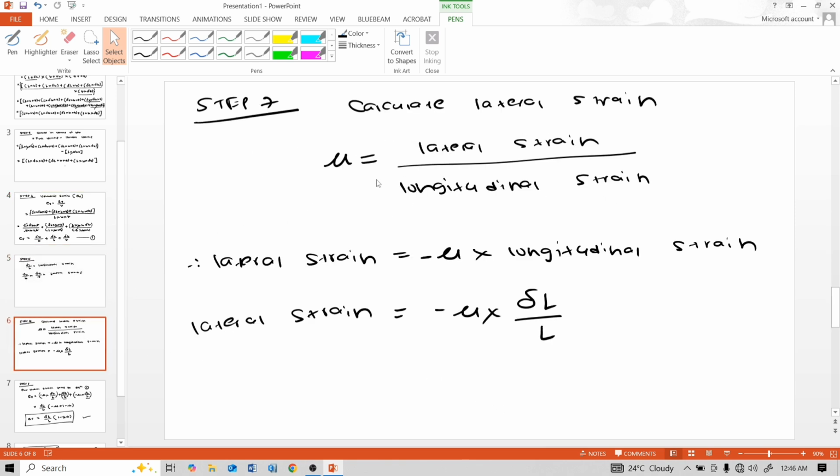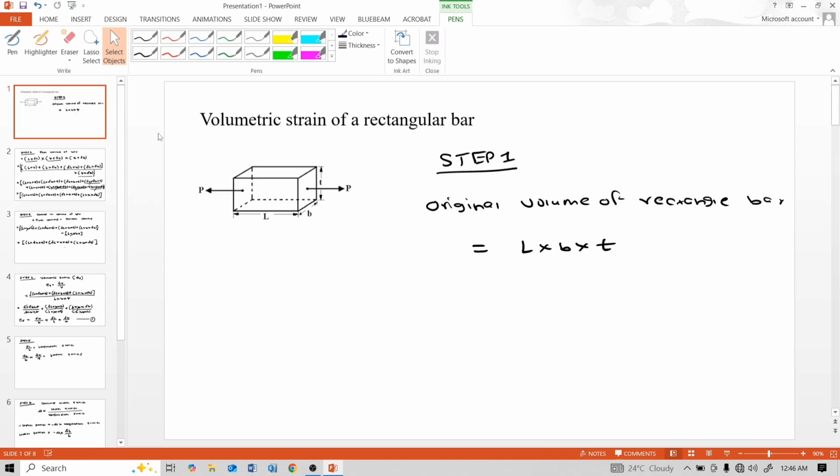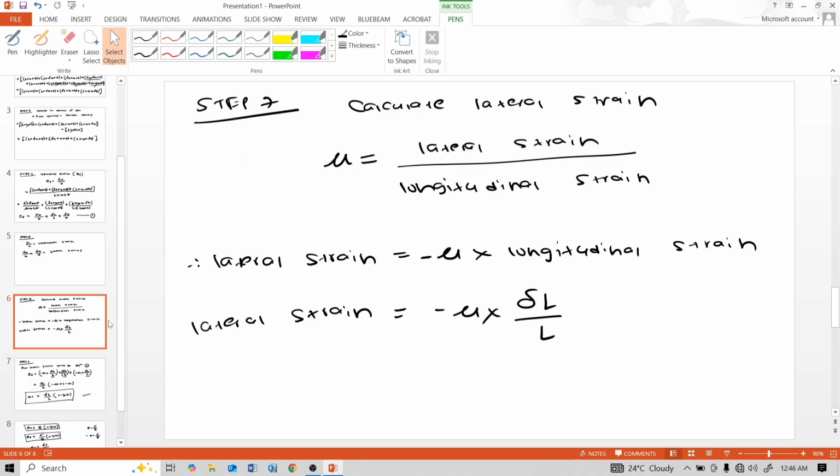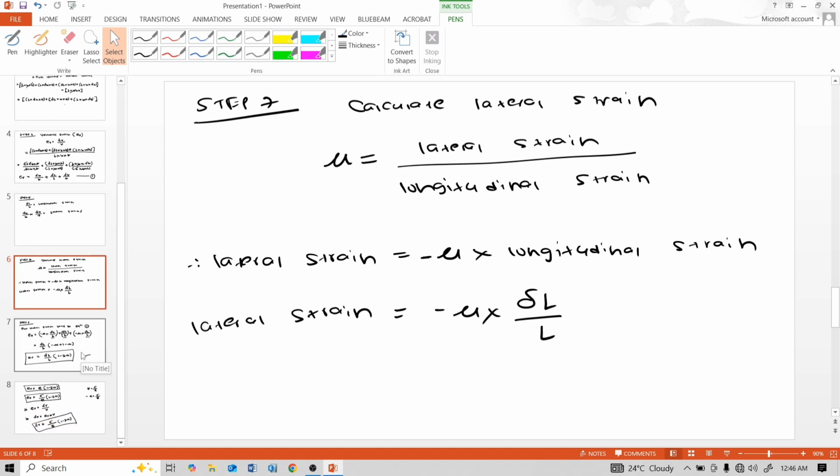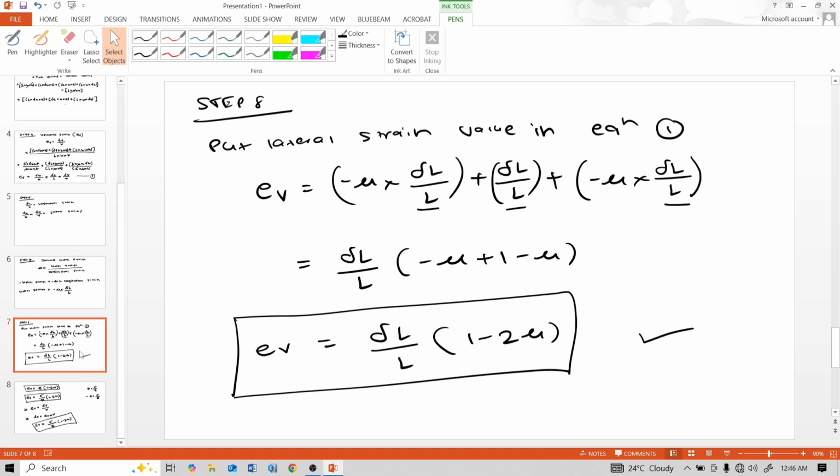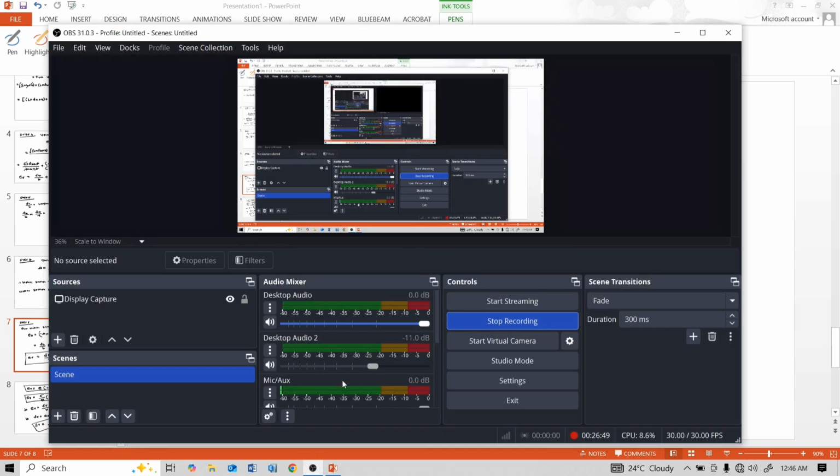We calculate lateral strain using the Poisson's ratio equation: lateral strain to the longitudinal strain, with a minus sign for the compression behavior of change in thickness and change in breadth as compared to the tensile change in length. Now put these lateral strain values in the EV equation, and we get the volumetric strain. Thank you very much.